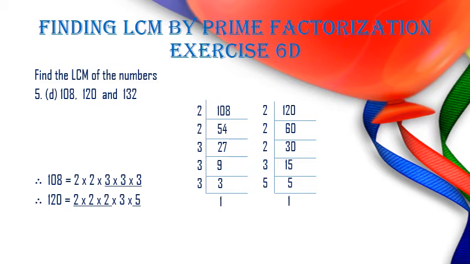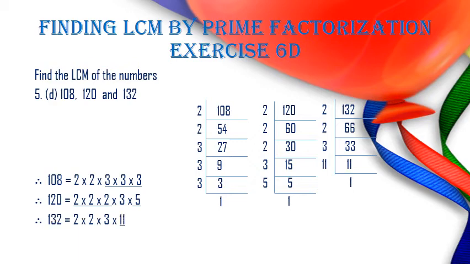Now let's do the prime factorization of 132. So children, you know that 132 also can be divided by 2 because it is an even number. So 132 divided by 2 gives 66. 66 divided by 2 gives 33. 33 divided by 3 gives 11, and 11 divided by 11 gives 1. So the prime factors of 132 are 2 multiplied by 2 multiplied by 3 multiplied by 11.